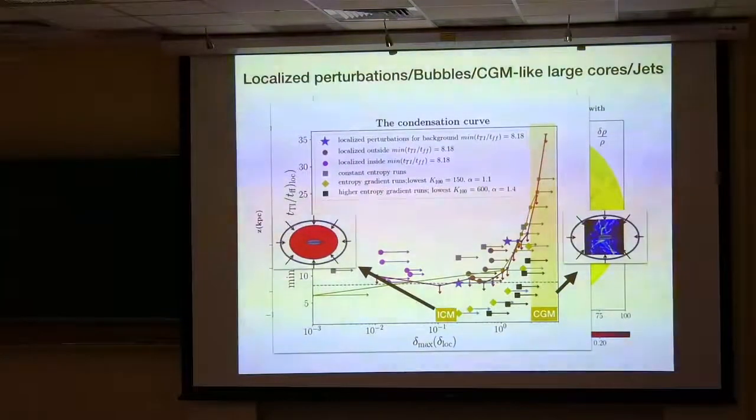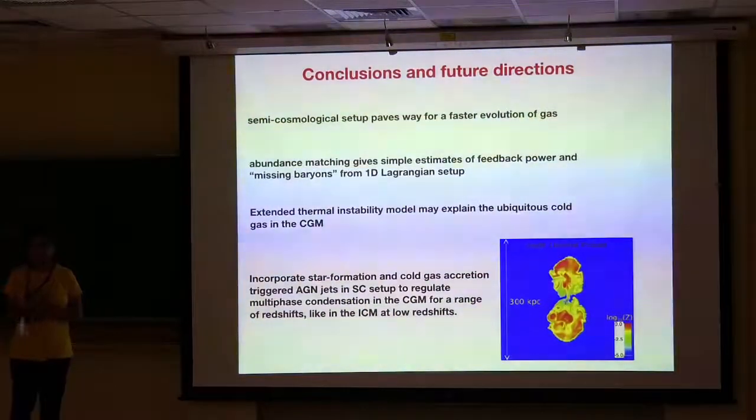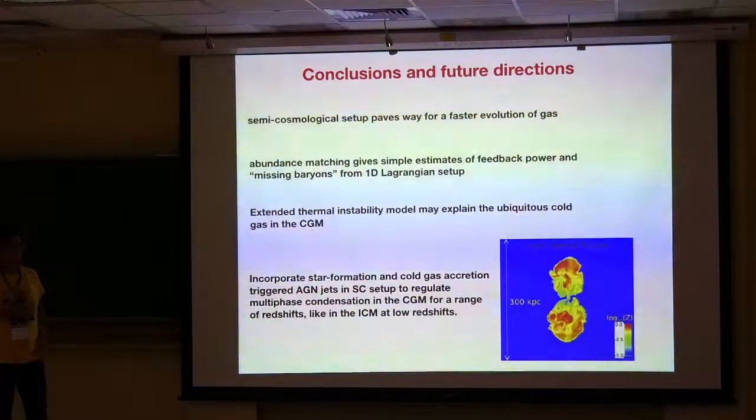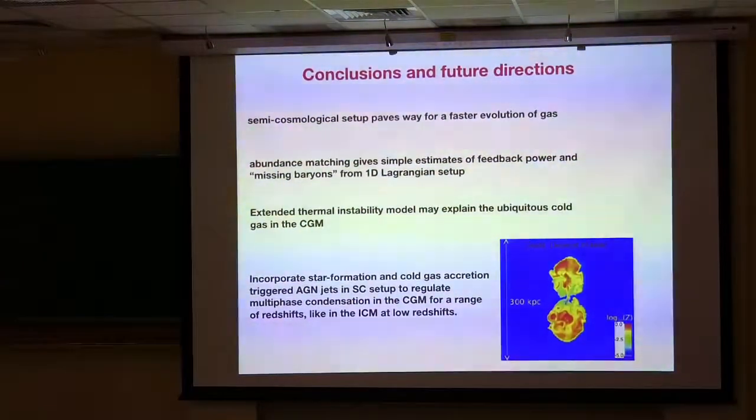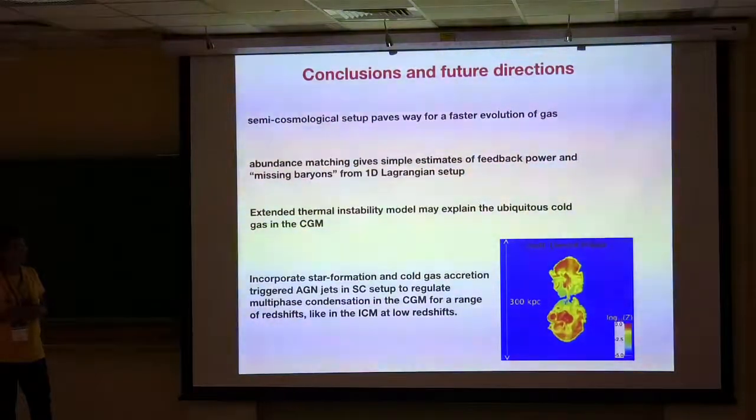So I'll get to the conclusions. Firstly, we started with the semi-cosmological setup, which we are trying to put up in some multidimensional simulations, where essentially we are not losing any physics of the cosmological accretion of gas, but we do not have mergers, and it's faster compared to a standard n-body plus hydro. Abundance matching technique, even in a simple Lagrangian setup, gives us more or less realistic estimates of how much baryons are thrown out and what kind of feedback power is required for each halo as a function of halo mass.